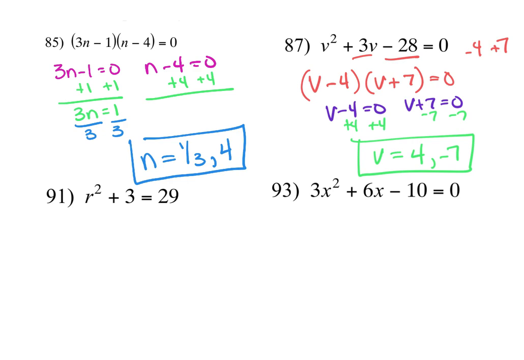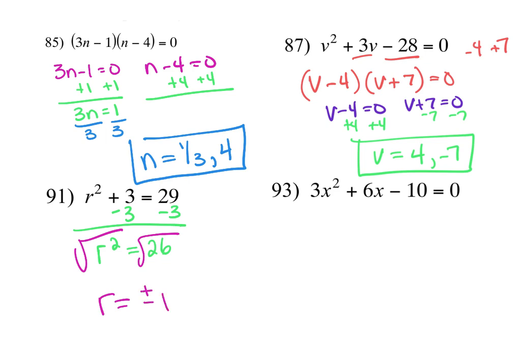Solving by taking the square root. You want to get the square by itself. Right now, the r squared is not by itself. So we need to subtract this 3. So we will get that r squared equals 26. Then we take the square root of both sides. r equals, 26 is just 2 and 13. Nothing simplifies. But you do need to tell me it is the positive and negative root of 26.